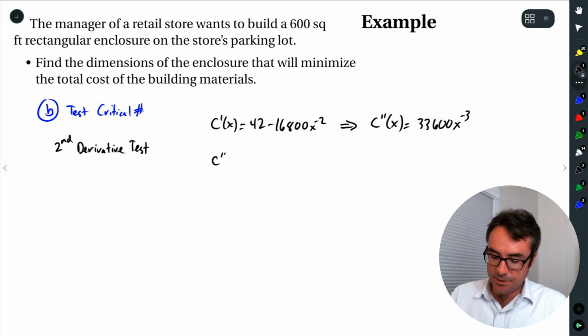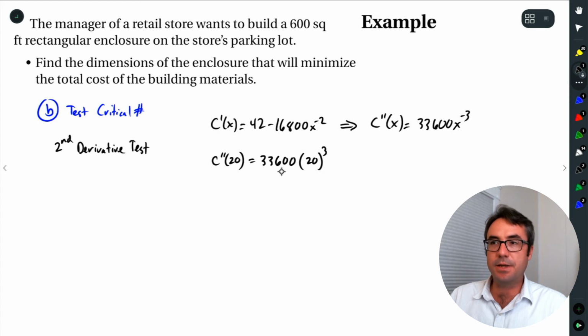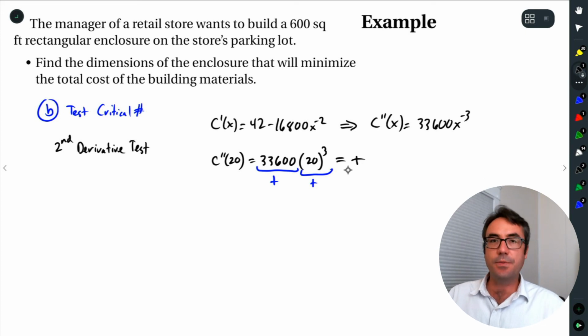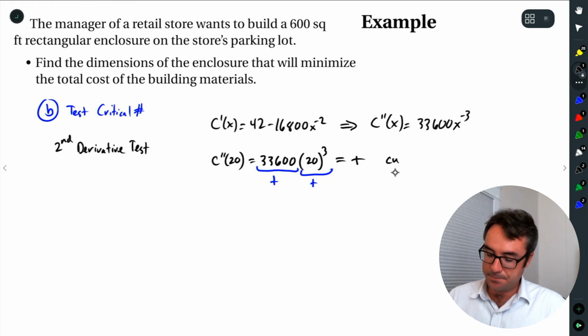And we're going to take our critical number, which was 20, and plug it into that second derivative. The numbers here are getting kind of big, but that's not a problem, because we're really not interested in the actual value here. We're just interested in whether it's positive or negative. So this is positive and this is positive. We have a positive number times another positive number. The result is positive. And so what that means, if the second derivative is positive, that means concave up.